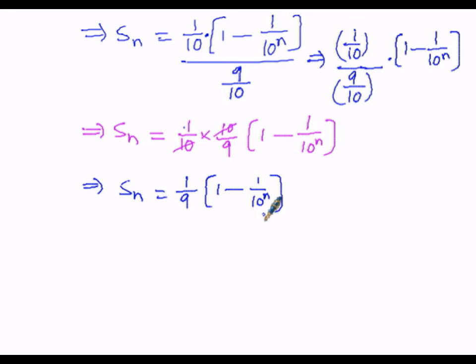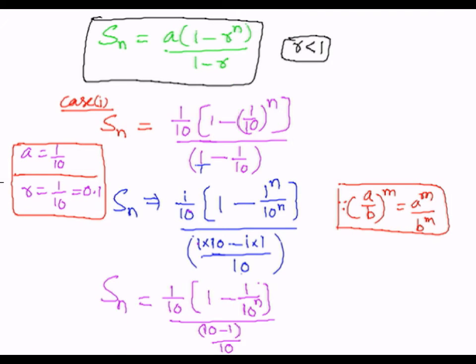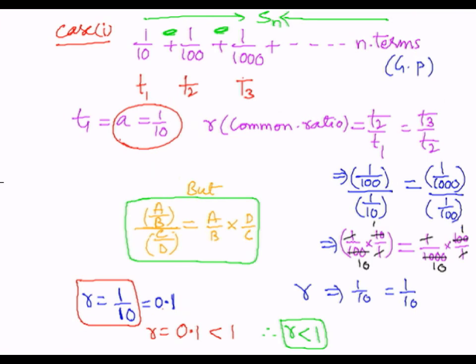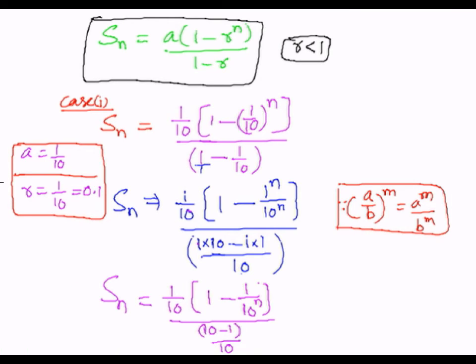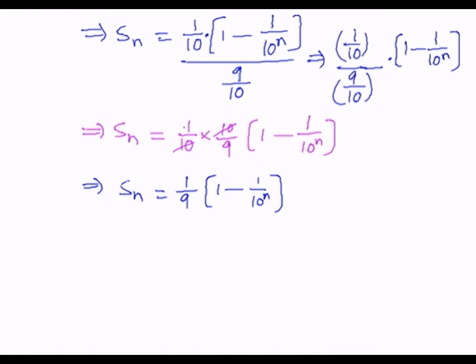Now here, S of n is case number 1, but case number 1 is 1 by 10 plus 1 by 100 plus 1 by 1000 plus and so on up to n terms. So now, S of n is equal to 1 by 9.